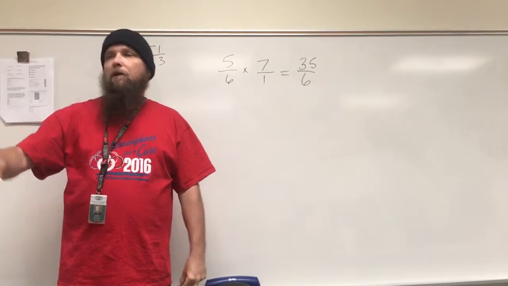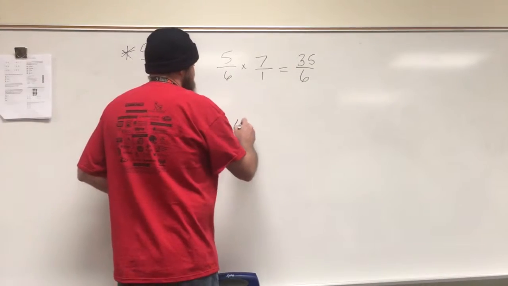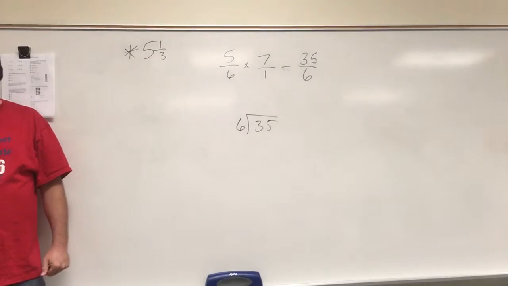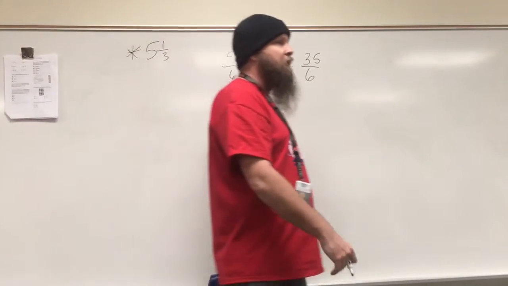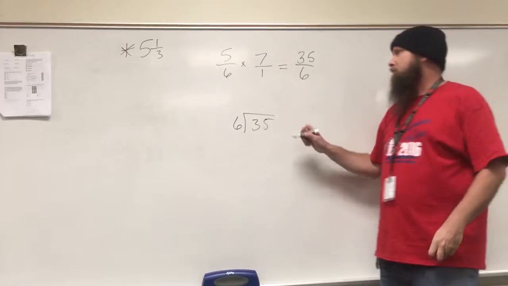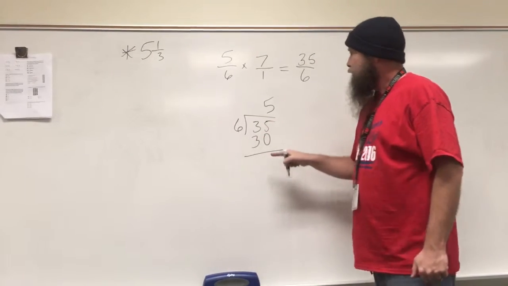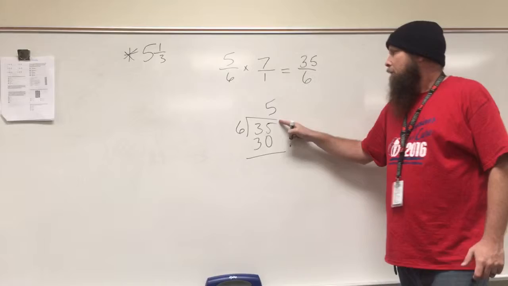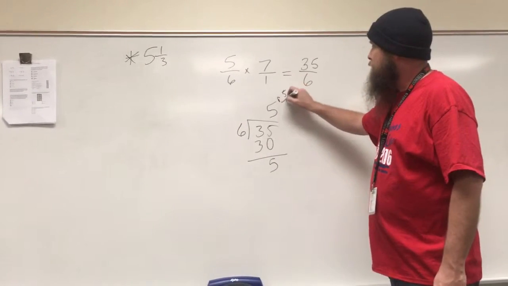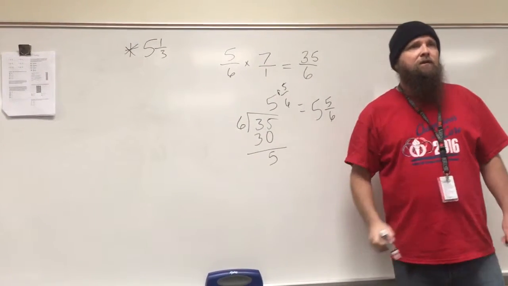Okay, improper fraction, we can't leave it that way. Top dog gets the house. 35 divided by 6. Y'all with me? 6 goes into 35 5 times. 5 times 6 is 30. Am I doing this right? Okay. 35 minus 30 is 5. So I have 5 remainder 5, which gives me 5 and 5/6. As long as I did all this math right.